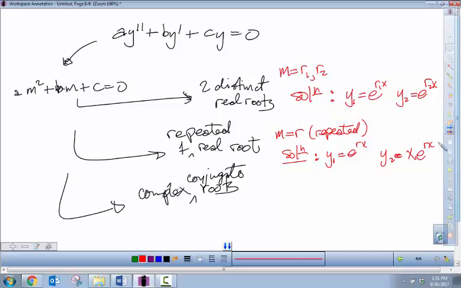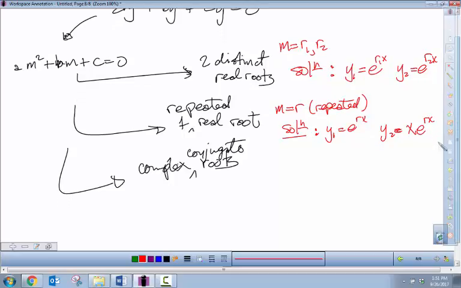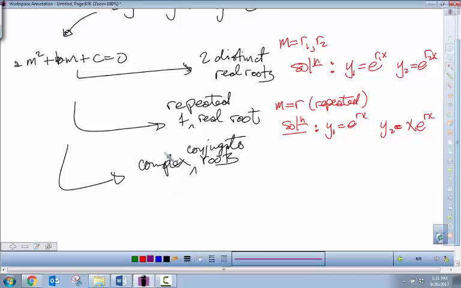Now this last one is going to be a lot of fun, because we're going to get into complex numbers. So a complex conjugate means that your solution has the form a real number plus and minus a complex number times i, or another real number times i.